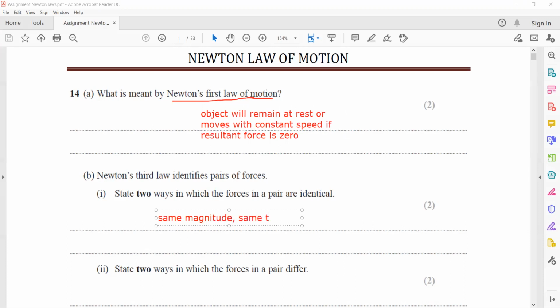Same type of forces, same line of action, same time of action.